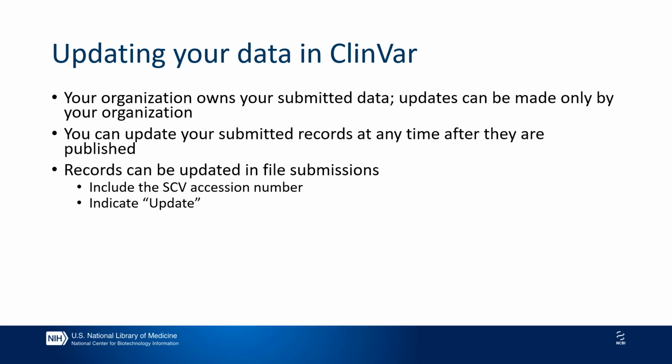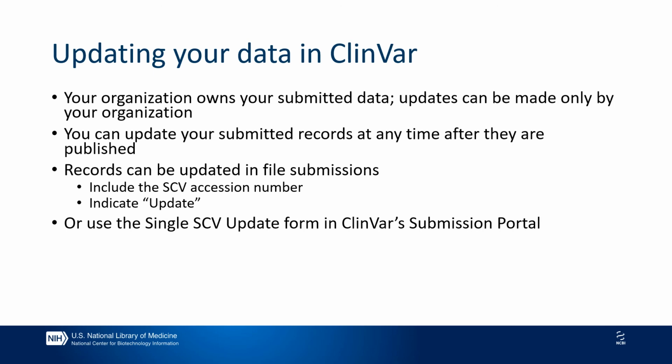You can make updates to your records in a file submission, like we talked about earlier. In that case, you include the SCV accession number, and there's a column in the spreadsheet to indicate that this is an update. Or if you only have one or a couple of records to update, we also have a single SCV update form in the submission portal that lets you update a single record at a time. This is a limited form. There's only about 8 or so fields that can be updated, but these are the fields that are most frequently needed for the update. So it works pretty well.